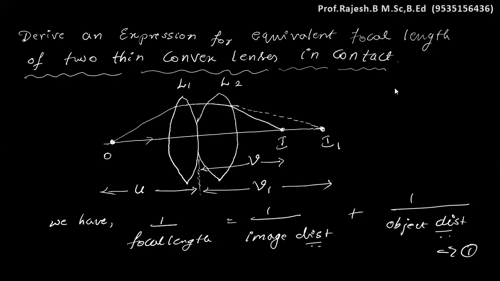Applying this general formula for the two lenses. Okay, for the refraction of the lens 1. Refraction at lens L1 in the absence of L2.